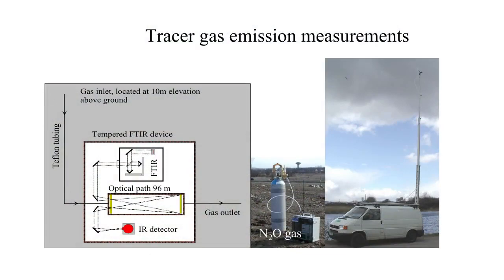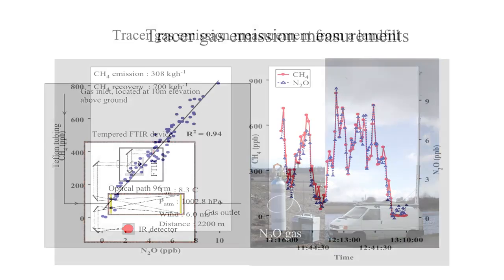The method chosen here is based on releasing a tracer gas at the landfill with well-known release rate. The researchers then went down the wind from the landfill far enough to ensure a good mixing of the tracer gas and the methane emissions from the landfill. In this example, they used nitrous oxide as tracer gas and used a multipath Fourier transform infrared instrument to analyze the gas a few kilometers downwind of the landfill.